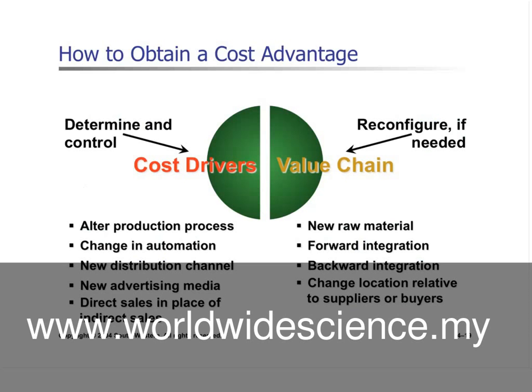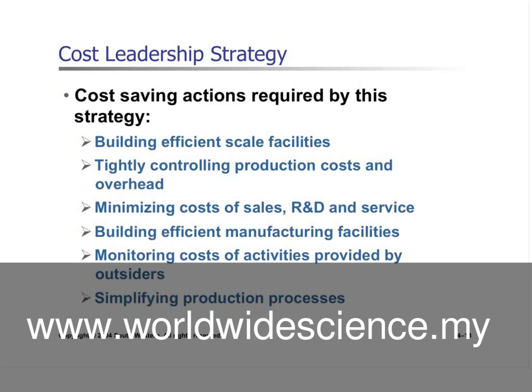Cost-saving actions required by this strategy. By cost leadership strategy, we build an efficient scale facility, tightly controlling product costs and overhead, minimizing costs of sales, R&D, and services, building efficient manufacturing facilities, monitoring cost of activities provided by outsiders, and simplifying production processes. These are some of the guidelines for cost leadership strategy, because when we are a cost leader, we try to make our costs as low as possible.